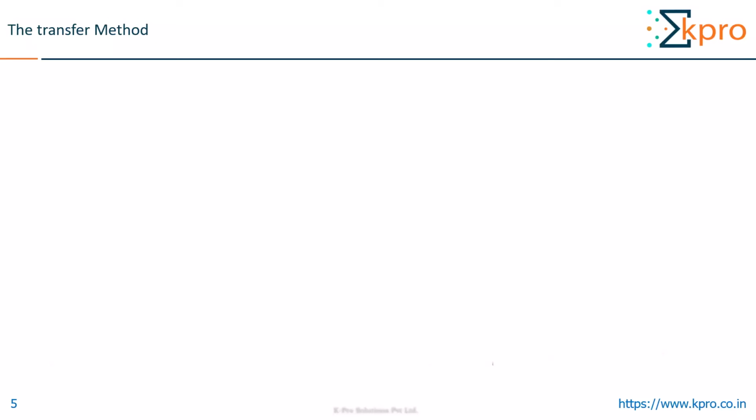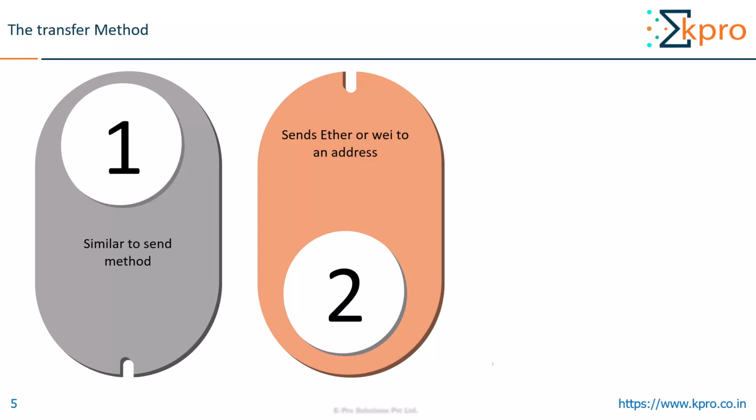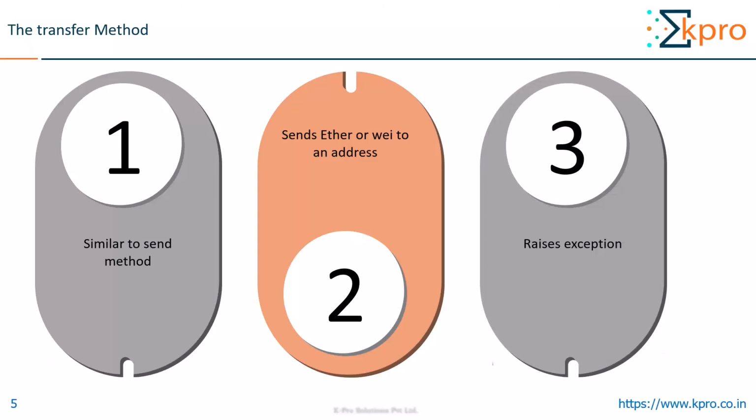Next, let us talk about the transfer method. This transfer method is very similar to the send method, and it sends Ether or wei to an address. The only difference is that it raises an exception. Even the syntax is the same.